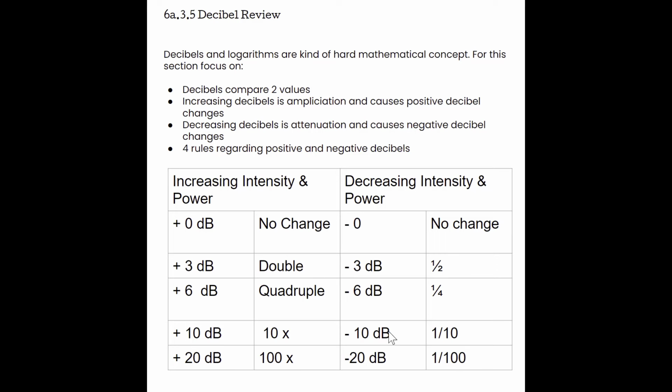And a negative 10 decibel change will result in a new intensity 1/10 as strong as the original. So mostly focus on the 3s and the 10s. Those are more likely what are going to be on your tests and on your boards. But it's also a good idea to understand how a positive or negative 6 decibel change might change the intensity and power, and how the positive or negative 20 decibel change will affect intensity and power.